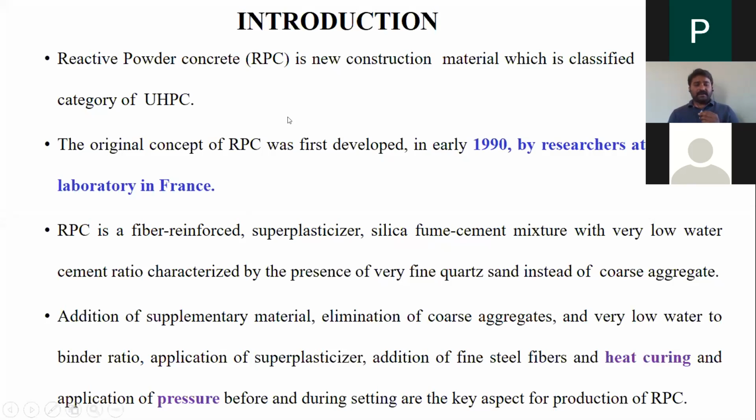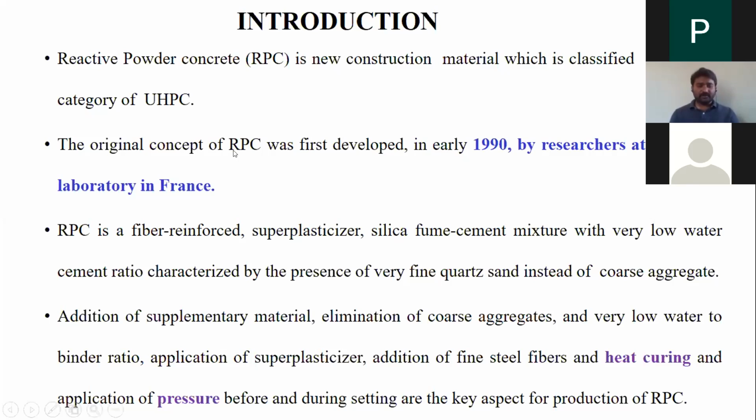As you already know, reactive powder concrete is classified as ultra high performance concrete. We have the grades of concrete: normal strength concrete, 30 to 60 MPa. Then comes high strength concrete from 60 to 100 MPa. And above 100 MPa to 150 MPa, those come under ultra high performance concrete. So what is the difference between high performance concrete and ultra high performance concrete? We'll see in the next few slides.